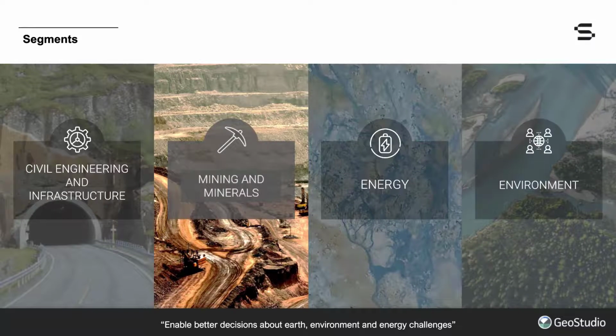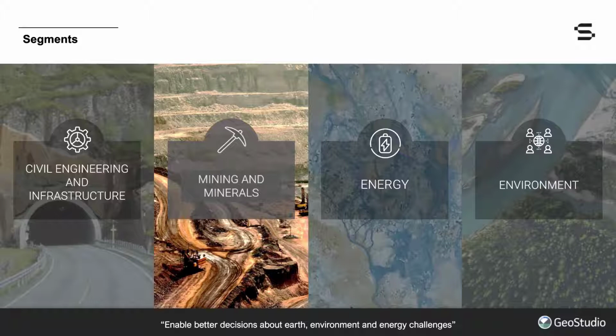Naturally, this includes both the civil and mining sectors, but also to a lesser extent, this includes the environmental sector for issues involving groundwater resource development and protection. The use of GeoStudio in the energy sector is also growing for projects that require coupled groundwater flow and heat transfer analyses.